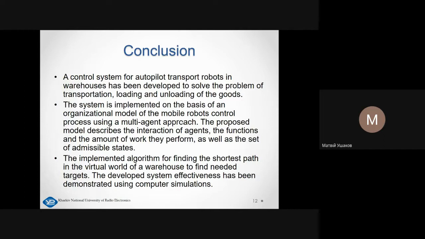An algorithm was implemented for finding the shortest path in the virtual world of a warehouse to find needed targets. The developed system's effectiveness has been demonstrated using computer simulations.